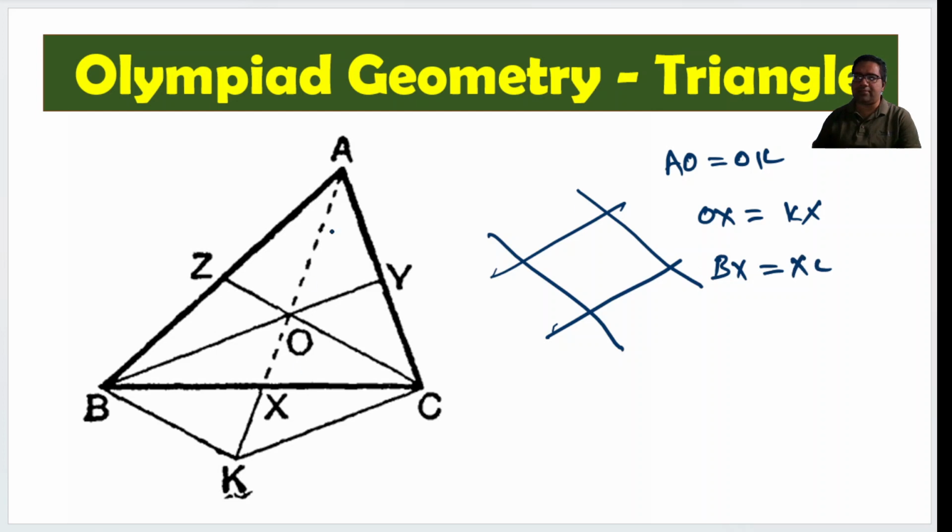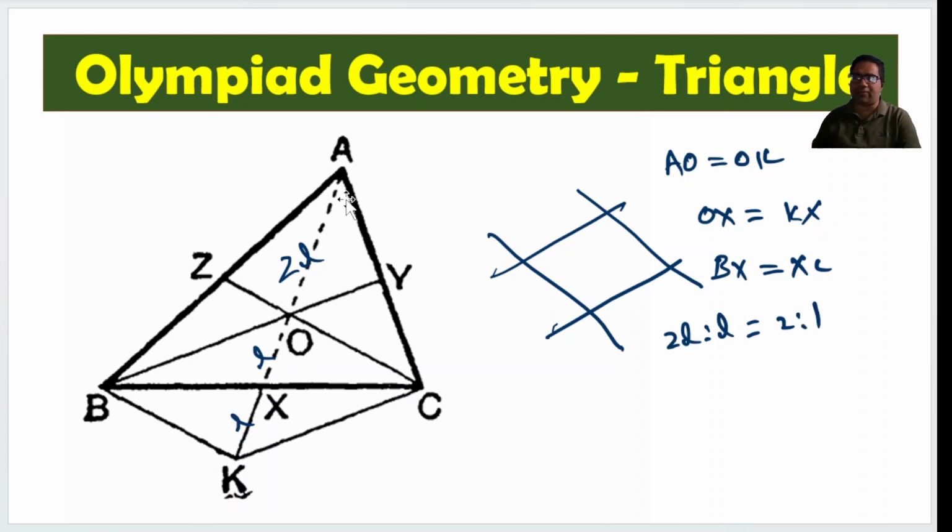So that means X is the midpoint of BC. That means AX is a median. We have already proved AX is a median. Let's say OX is length L, and this is equal to this, and AO is actually equal to OK. That means AO is actually 2L. So AO is to OX is equal to 2L is to L, which is equal to 2 is to 1. So this is the proof.